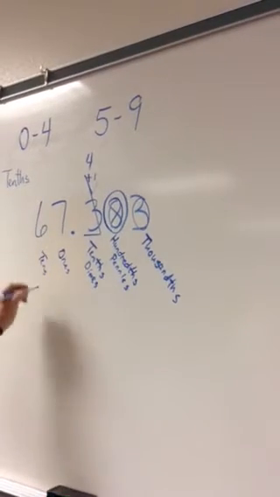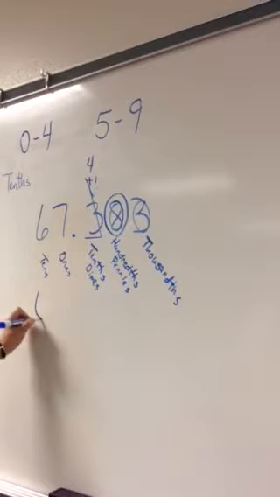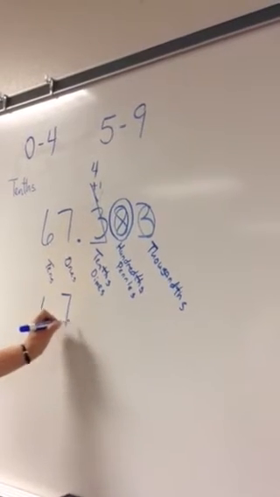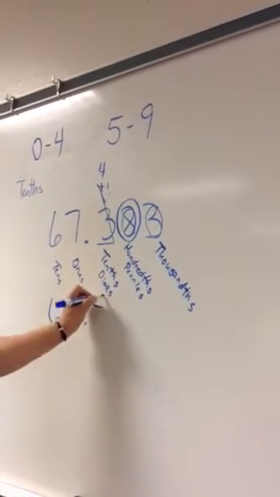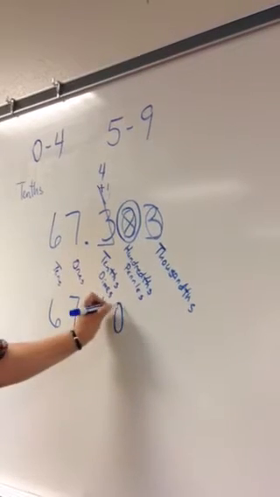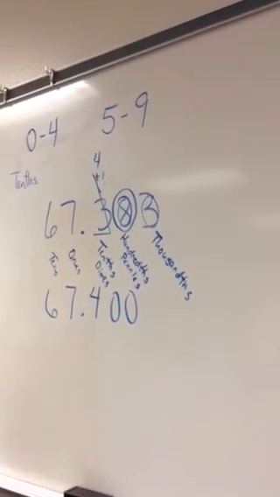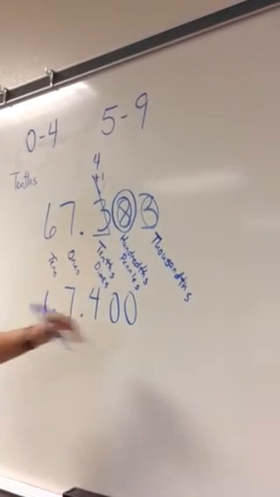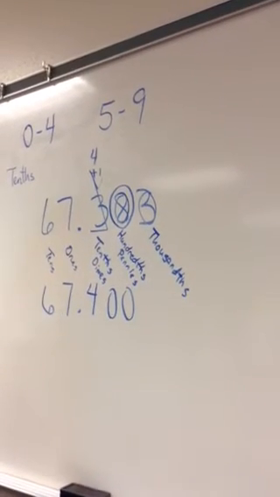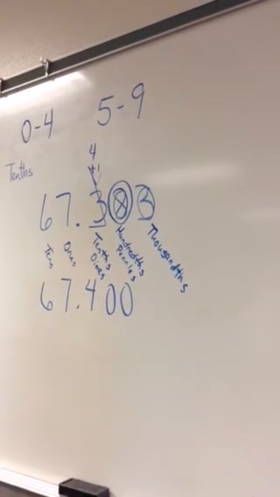So my new number, once I've rounded it to the tenths place, is going to be 67 and 4 tenths. You can put the zeros or you don't have to put the zeros, because they have no value when they're to the right. So this is how you round a number.